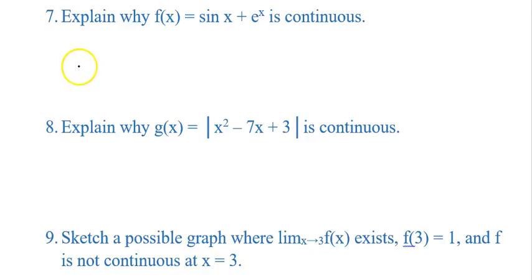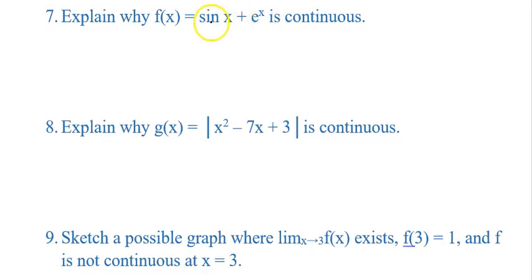Okay, now we're getting into kind of AP ready stuff. You have to explain things. And so we're going to use those properties to explain 7 and 8. 7 says, explain why f of x equals sine x plus e to the x is continuous. So we're going to write a nice sentence. Obviously, sine is a continuous function. It's that nice wave. And it's nice and smooth. e to the x is your exponential graph, and it's nice and smooth.